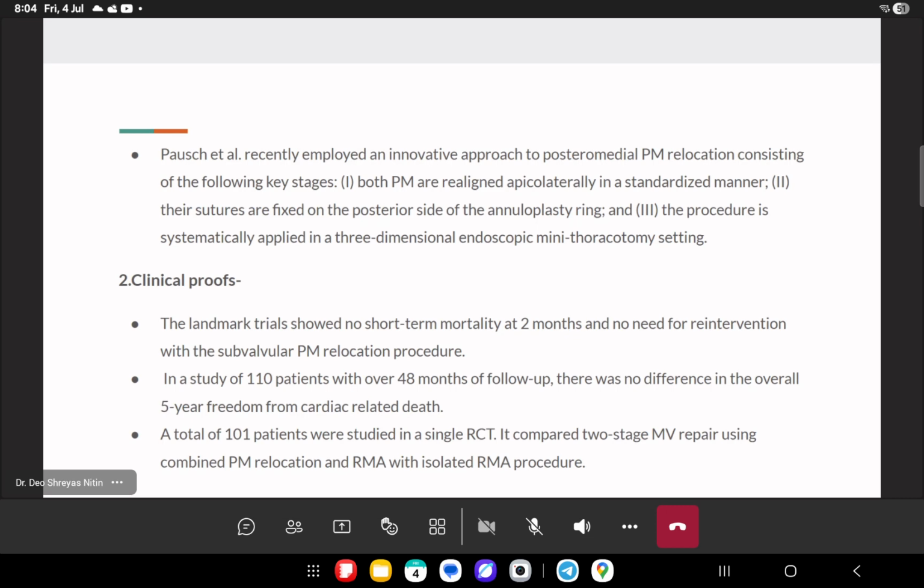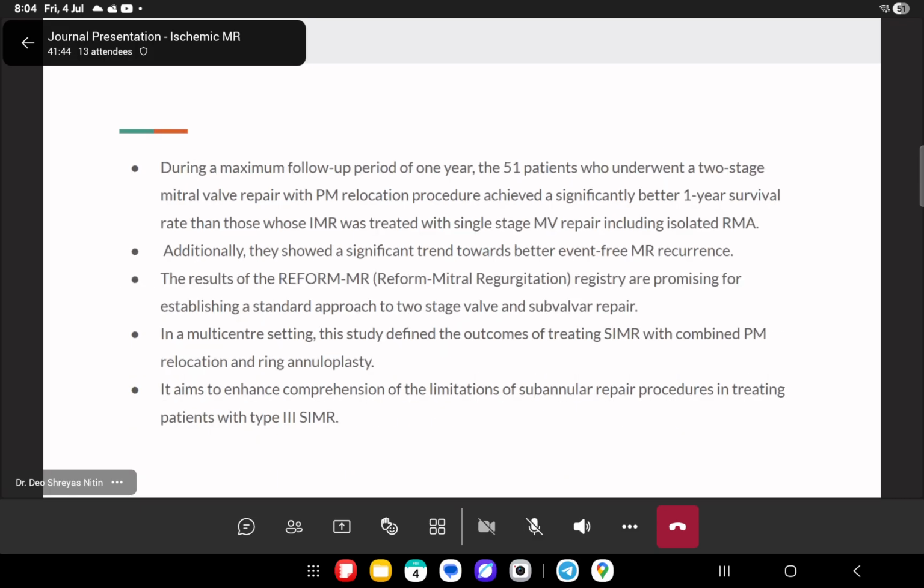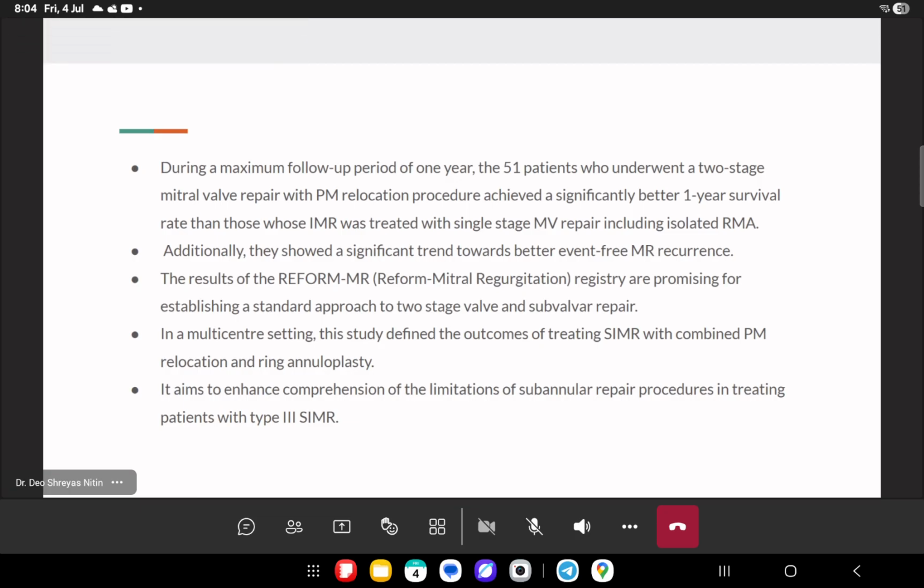It compared two-stage mitral valve repair using combined papillary muscle relocation and restricted mitral annuloplasty with isolated restricted mitral annuloplasty. During a maximum follow-up period of 1 year, the 51 patients who underwent a two-stage mitral valve repair with papillary muscle relocation achieved a significantly better 1-year survival rate than those whose ischemic mitral regurgitation was treated with single-stage mitral valve repair, including isolated restricted mitral annuloplasty. Additionally, they showed a significant trend towards better event-free survival from mitral regurgitation recurrence.